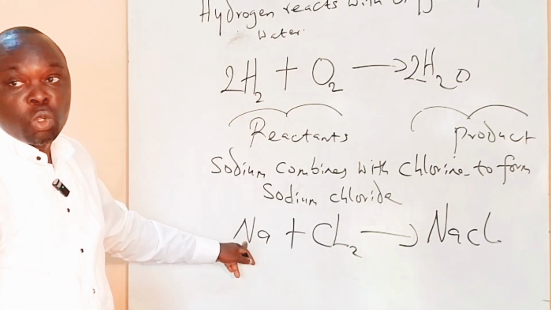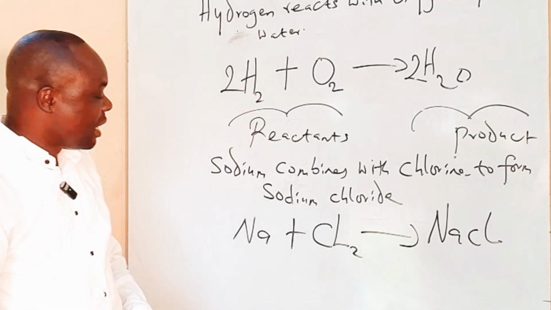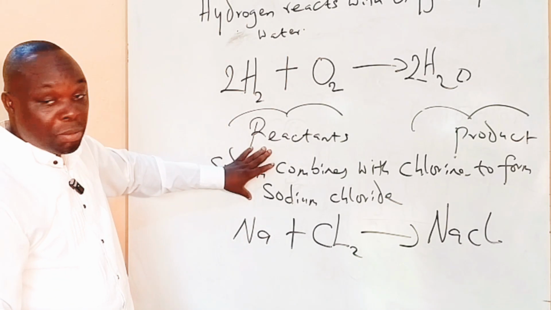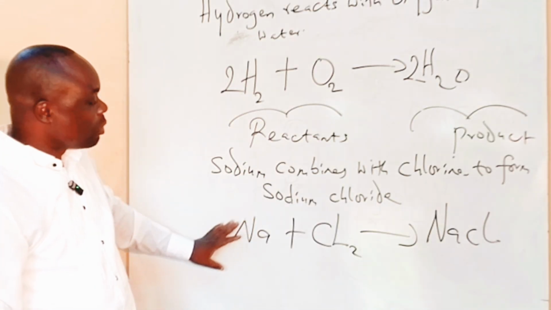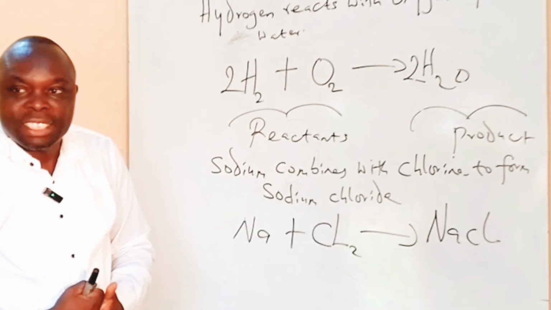So you have to put 2 here. Sodium is monoatomic, it is 1. So this is sodium chloride. Can you see I have transferred this statement into a chemical equation? This is what we use in chemistry. Okay, now is the equation balanced?